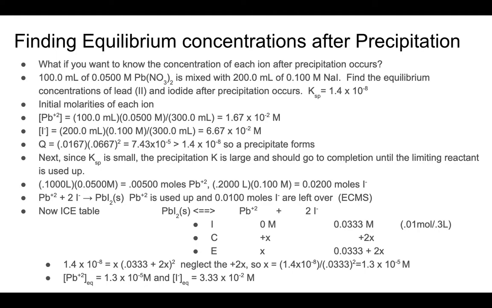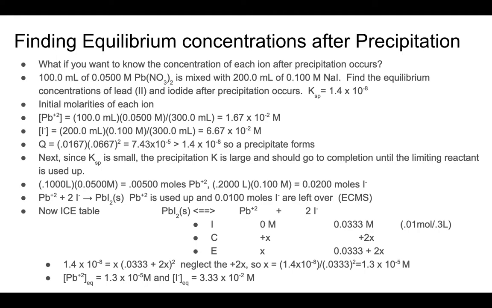All the lead's used up, so 0.005 times 2 is 0.01. So we start with 0.02, we use up 0.01, we're going to have 0.01 moles of I minus left over. So what I just described there, if you need to draw it out in more detail, it's just an ECMS problem.